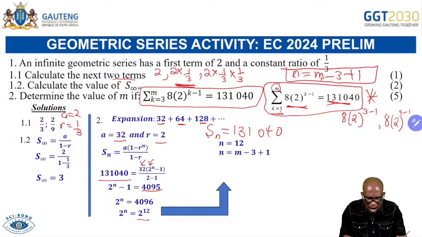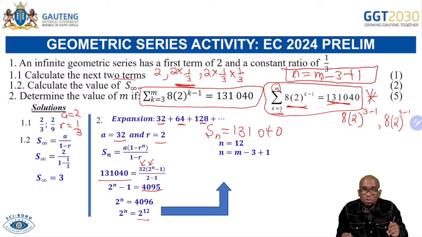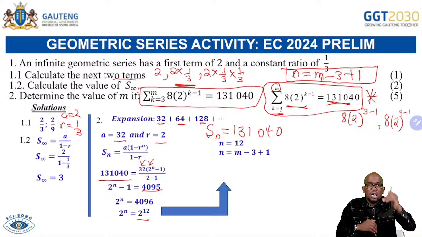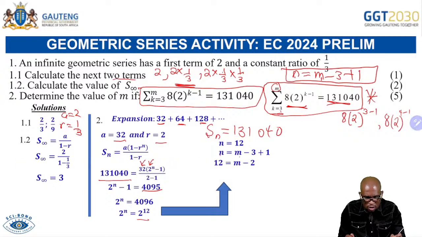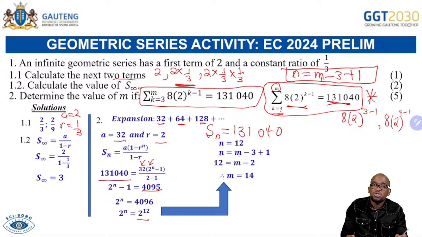Now, after working out n, we know because we are given a summation, top minus bottom plus 1. So n is equal to m minus 3 plus 1. Since we've worked out n already, we substitute that, and we get that m should be equal to 14. So that's how you were supposed to work it out. It's a very interesting question. Please do go back and practice it once more.